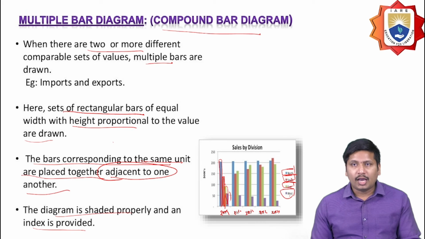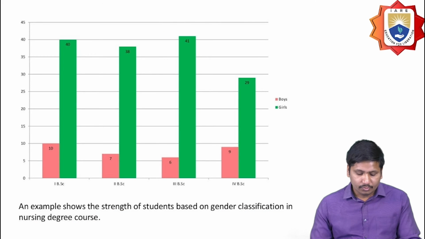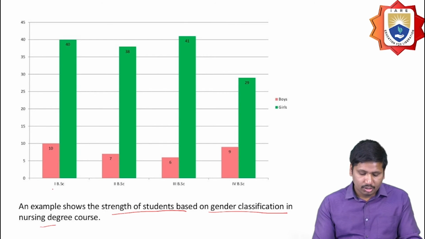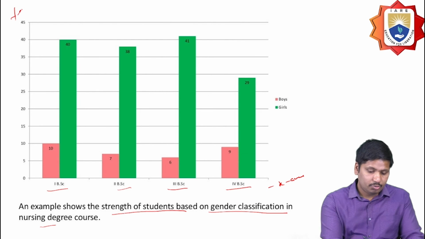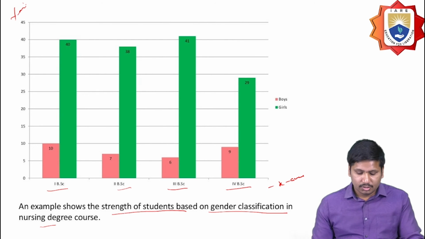So this is how I can represent the compound bar diagram. Let's see the example. Similarly, the strength of students based on gender classification in nursing, I want to write the same thing, the previous table. So first BSc, second BSc, third BSc, and fourth BSc I'm taking on the x-axis, and this one is going to be taken as the y-axis.